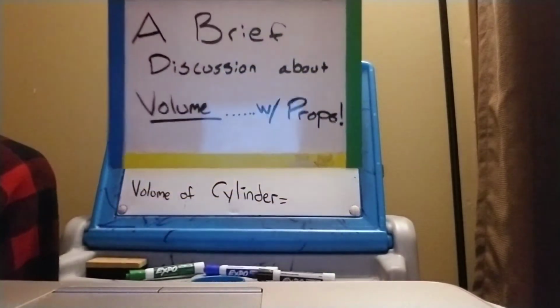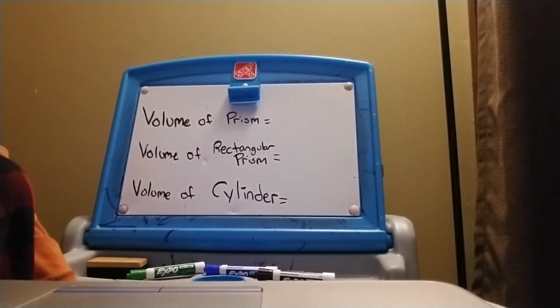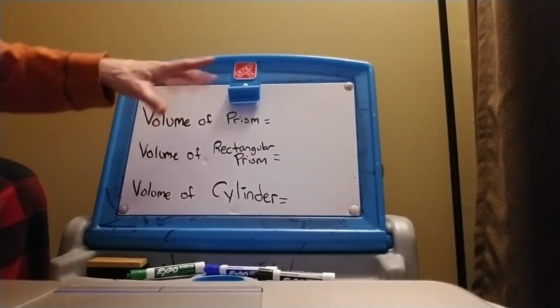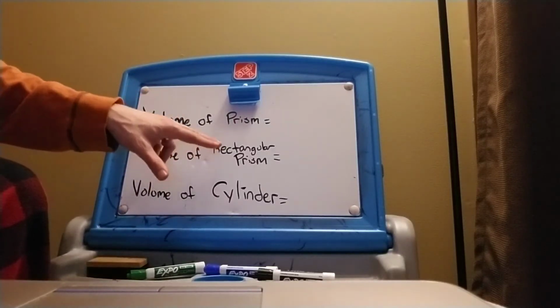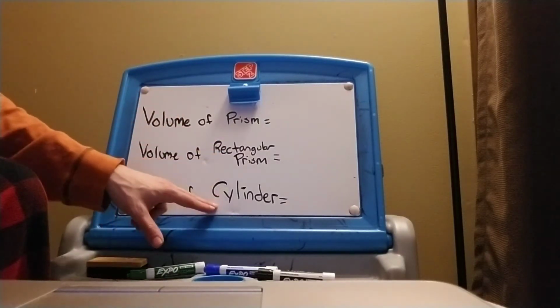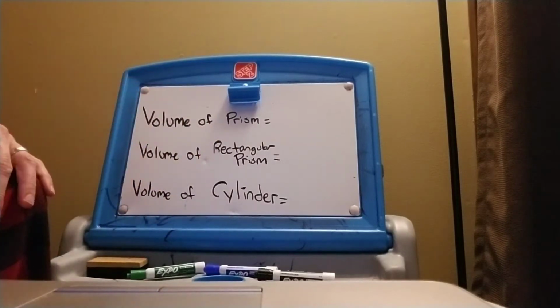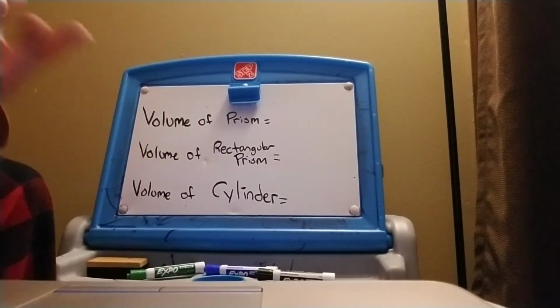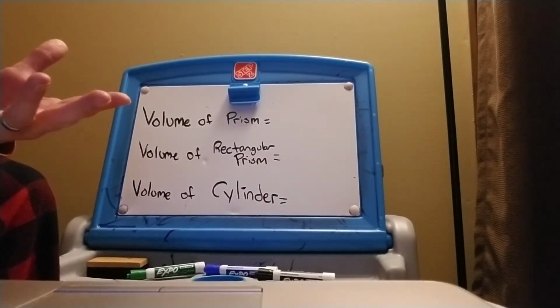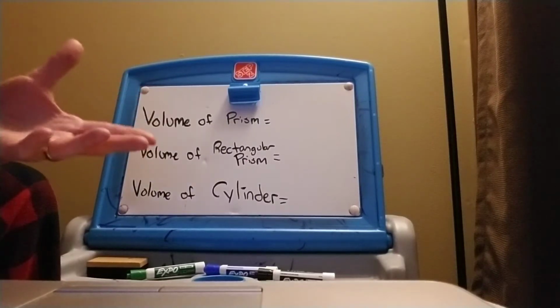So there's going to be a couple of things we're going to talk about in this video. It's about volume of any prism, and really going to focus on rectangular prisms and cylinders, and we're going to use props to show those things in a little bit. So first question is, what is volume? What's the difference between volume and area?